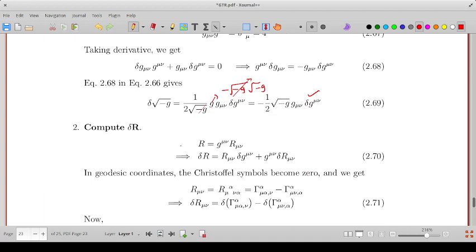And the second step, we need to compute delta r. Now the Ricci scalar r is given by g mu nu, r mu nu. And if I consider the variation in r because of the variation in g, then we have delta r equal to, first of all, this quantity r mu nu times variation in g mu nu plus g mu nu times variation in r mu nu.